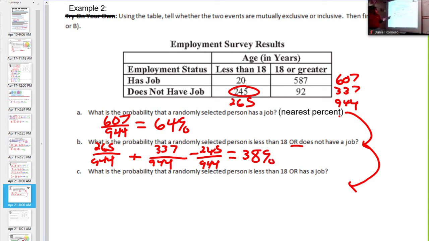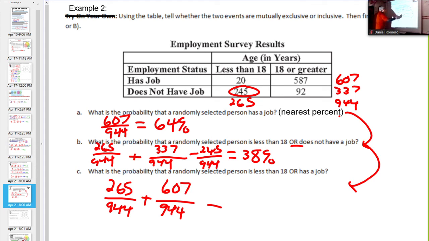What is the probability that a randomly selected person is less than 18 or has a job? So out of 944 plus out of 944, less than 18 was 265. Has a job is 607, but then you gotta take away the intersection of both, which is just 20. 265 plus 607 minus 20 is 852 divided by 944. I'm getting about 90%.